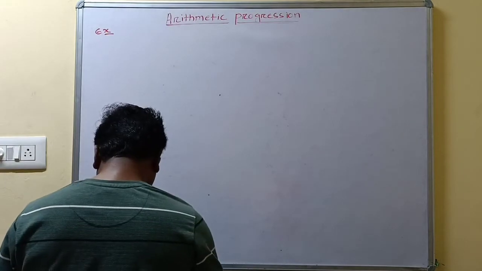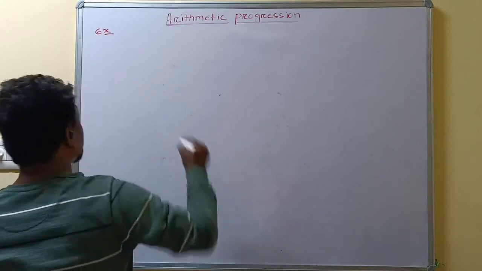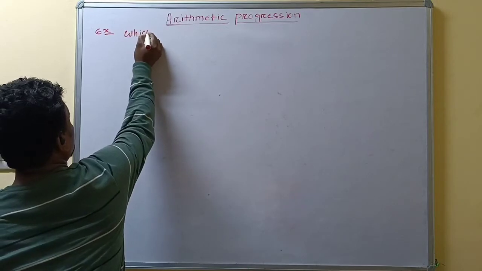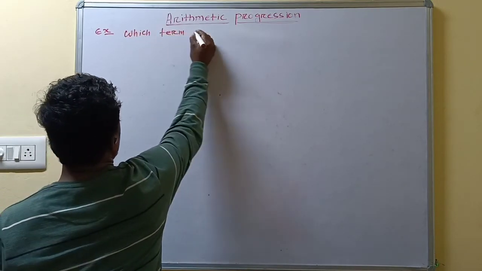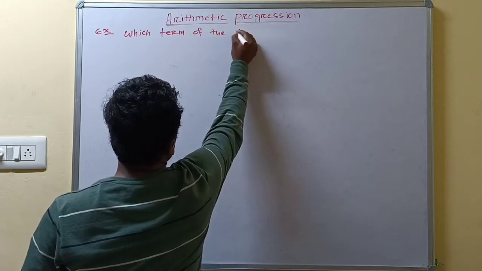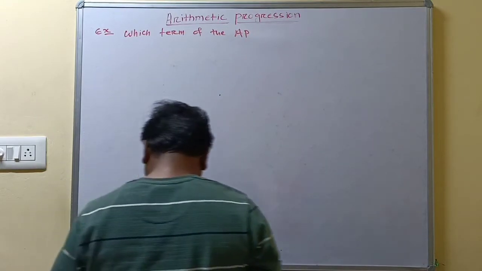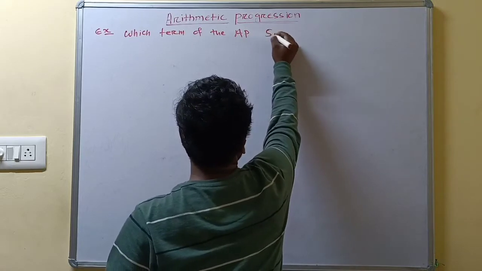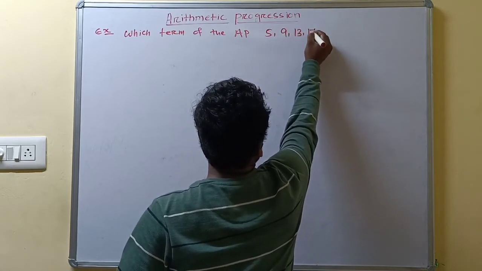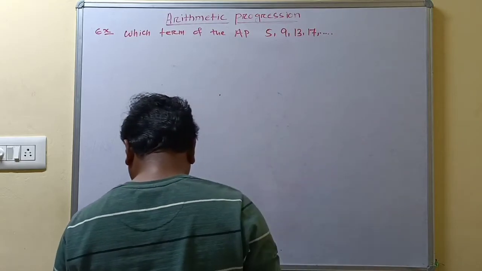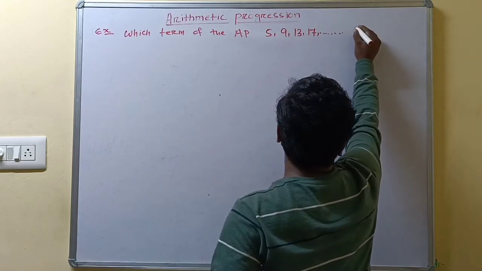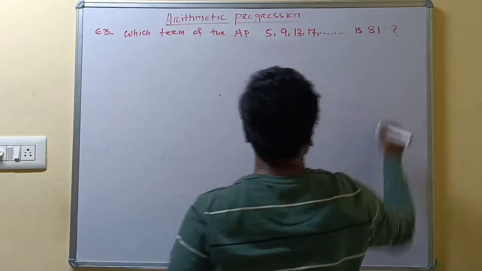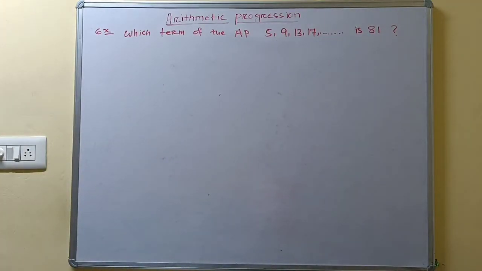In one more example, I will write: which term of the AP 5, 9, 13, 17 is 81? This question is giving a sequence and it is asking which term is 81. This question is very, very important, rapidly coming in exams.